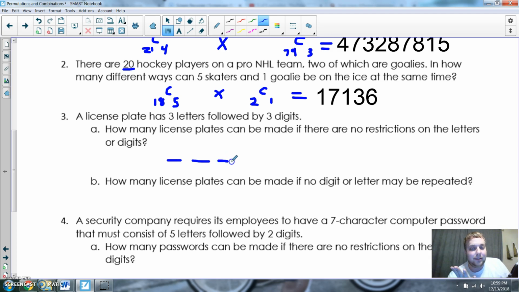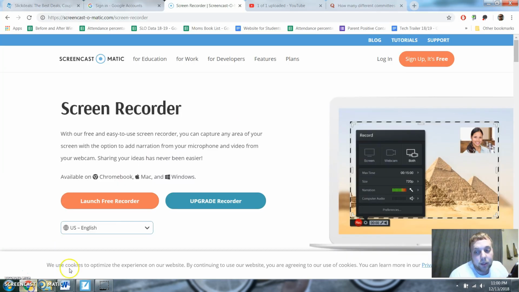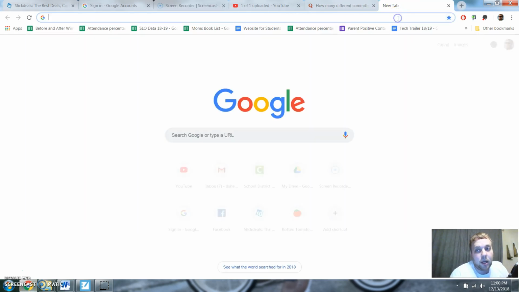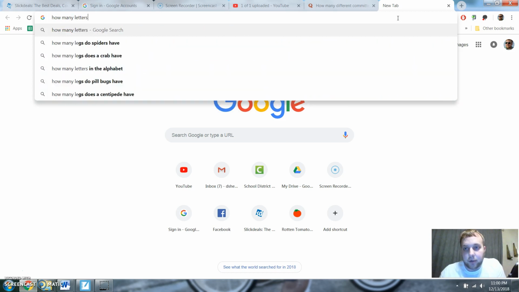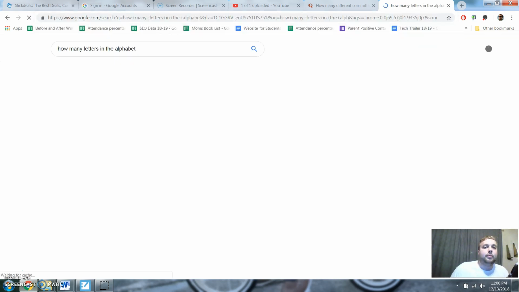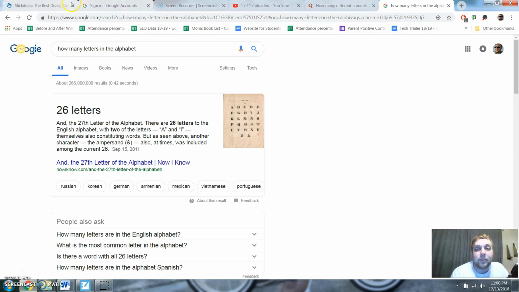Man, they really throw this out there. Alright, so 3 letters followed by 3 digits. So this is like the fundamental counting principle. All it is basically is how many letters could the first one be? And there are how many letters in the alphabet, ladies and gentlemen? Well, shall we Google? How many letters in the alphabet? 26, just like cards. It's not that hard to Google, guys.